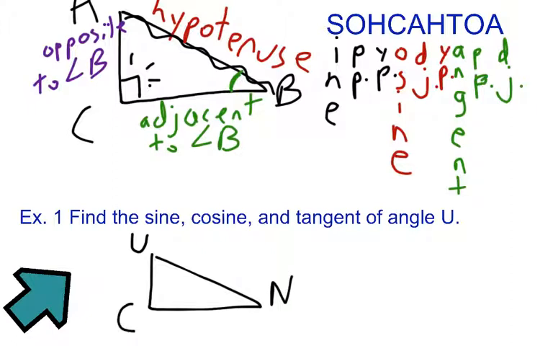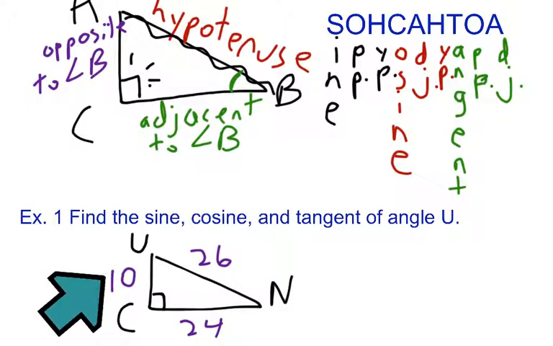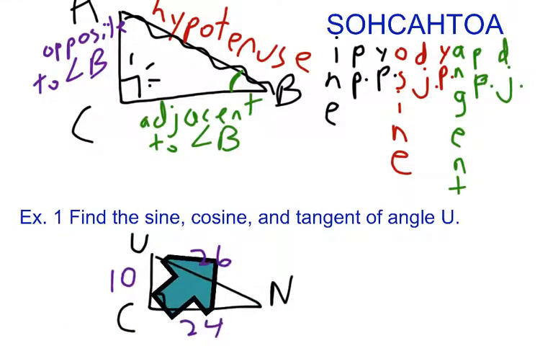So UNC, Tar Heels. And on UNC, we're going to make the C as our right angle there. And we want the sine, cosine, and tangent of angle U. All right, and fill in these side measurements. Side UC is 10, CN is 24, and side UN is 26.